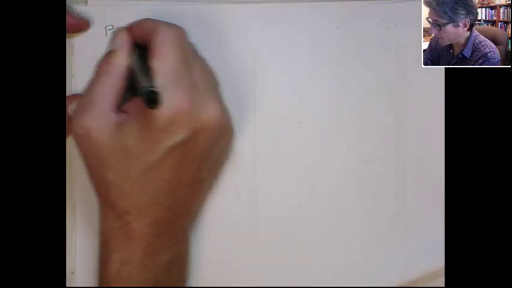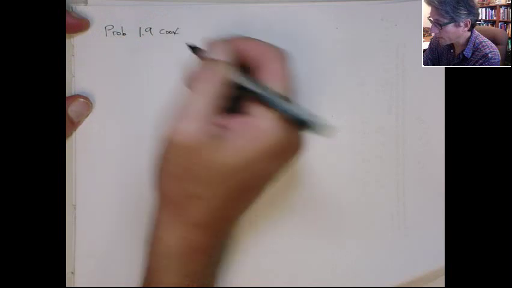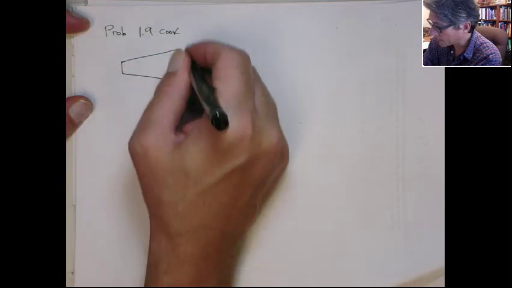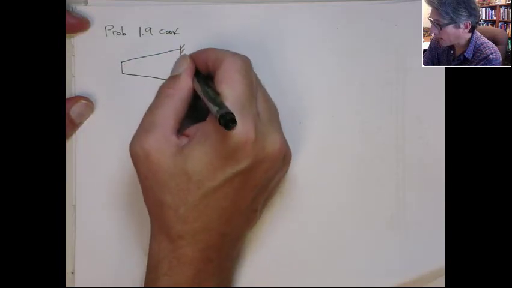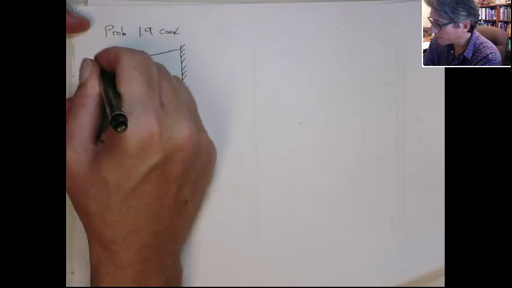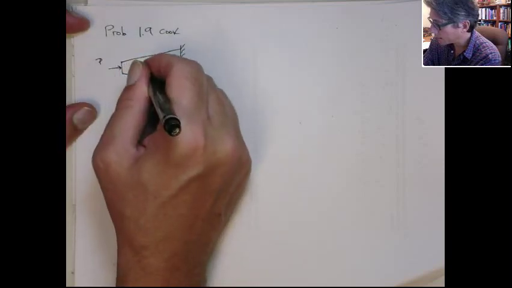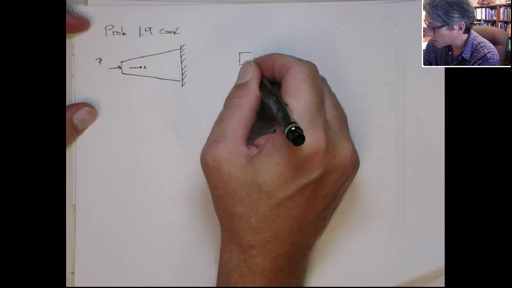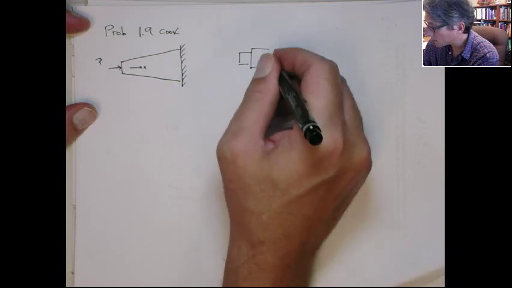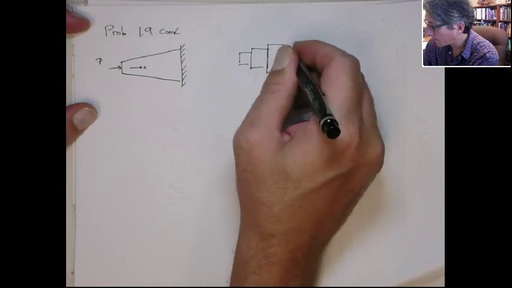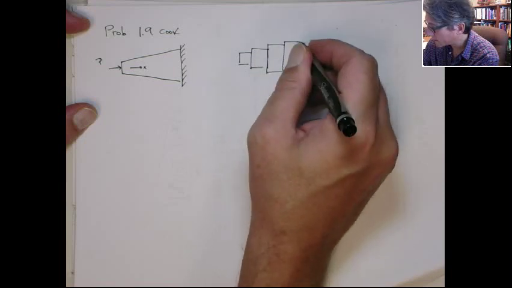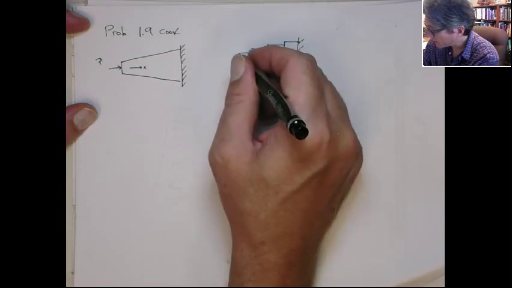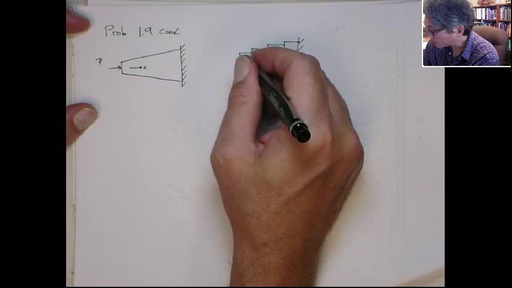Right, so this is problem 1-9 in Cook, and this is asking you to look at the following beam. This is X, and they want you to compare this to a 4-element model like this, where probably the reasonable thing would be that at the midpoint, we get the right cross section.